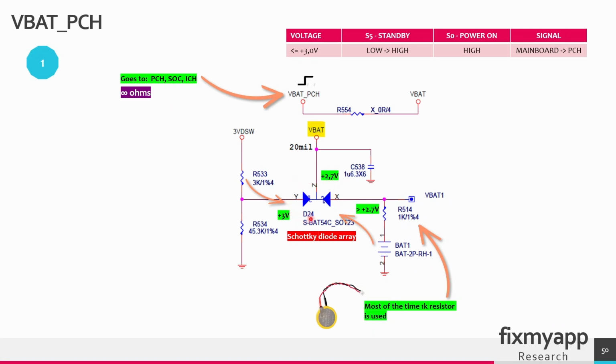This component here is a Schottky diode array. This diode array can be used in power switching to ensure that the real-time clock receives the correct voltage from either the RTC battery or from the standby 3.3 volt voltage regulator. This Schottky diode array has a low voltage drop, and it is used for fast switching between those 2 sources. The configuration of this diode array is also known as a common cathode configuration.